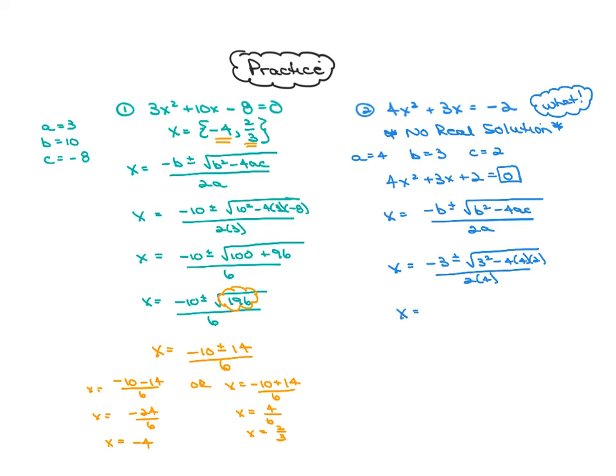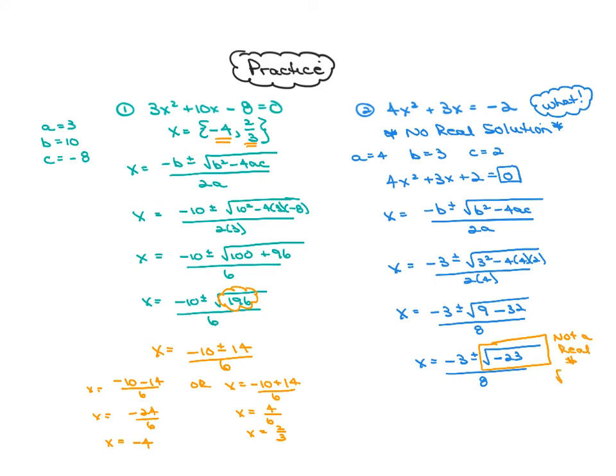So now let's do our arithmetic. -3 plus or minus the square root of 9 minus 32, all over 8. And let's do that subtraction inside the radical: -3 plus or minus the square root of -23 all over 8. Okay, do you see the problem? I guess it's not really a problem, but square roots of negative numbers. A square root of a negative number is not a real number.